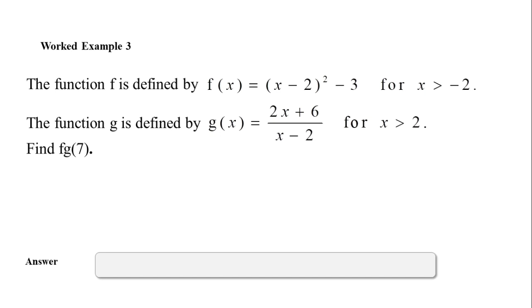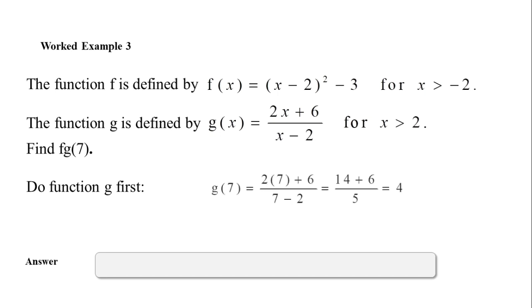As I've told you a while ago, we have to work on the second letter first. It's written as f of g, so you work on the g first rather than working on the f first. So do function g first. I'm going to change the value of the x in the g with 7, because it is said f of g of 7. So work on that, you will get 4.